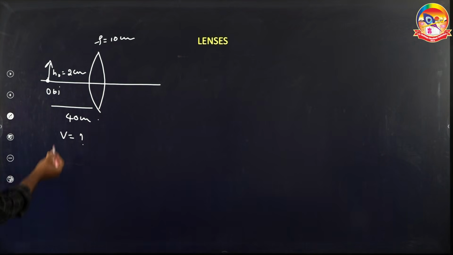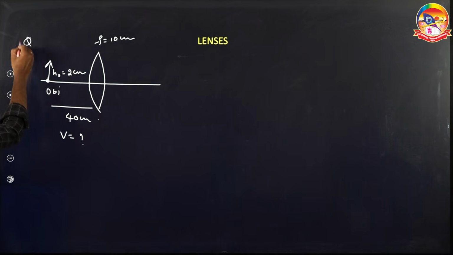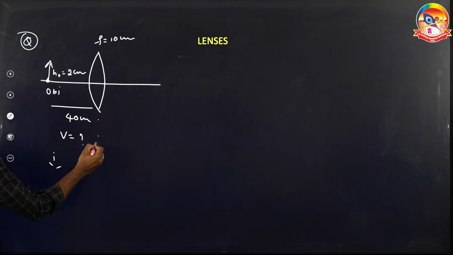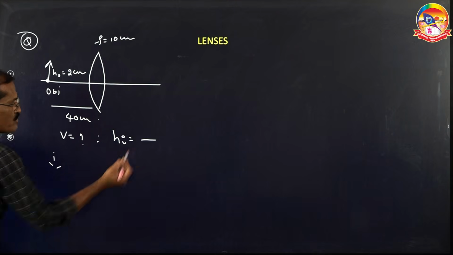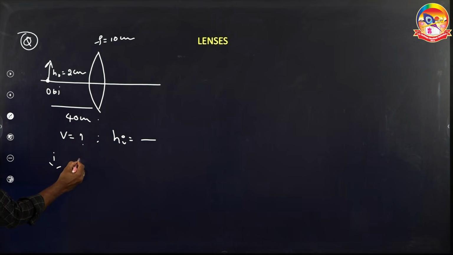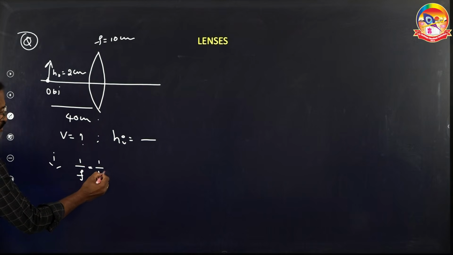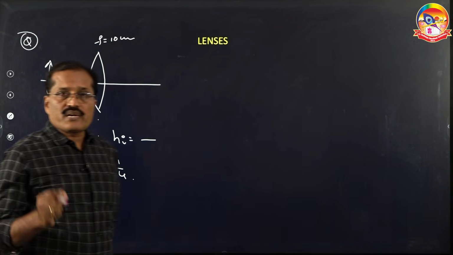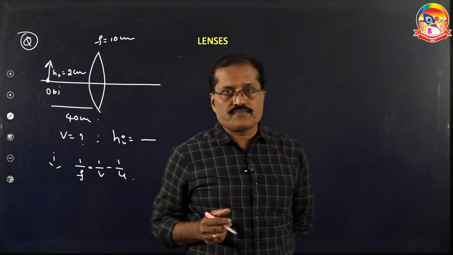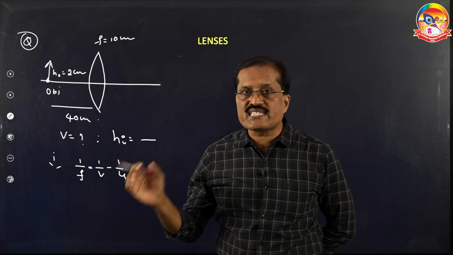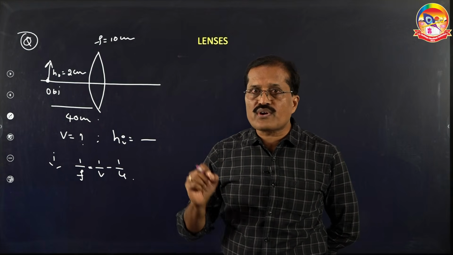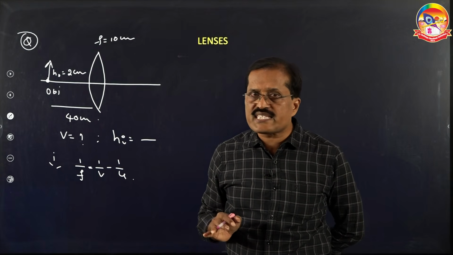To be found out here, first of all we need to find out the image distance, a simple question. The first point is I want to find out v and also I want to find out the height of image, the two questions are there here. For this, first 1 by f is equal to 1 by v minus 1 by u. Okay. So, you take whether focal length is positive or negative. Remember, for a convex lens focal length is positive, for a concave lens focal length is negative.